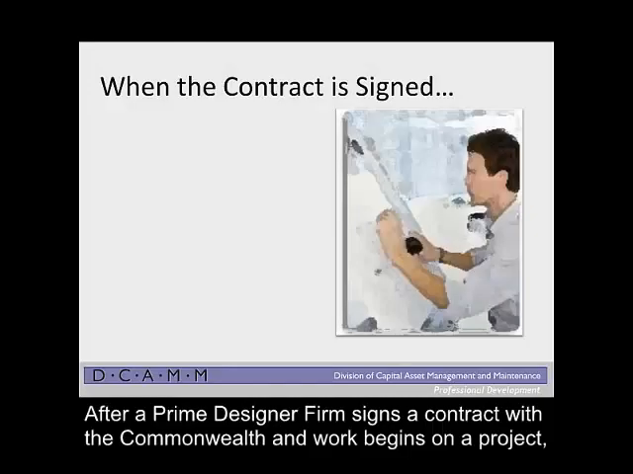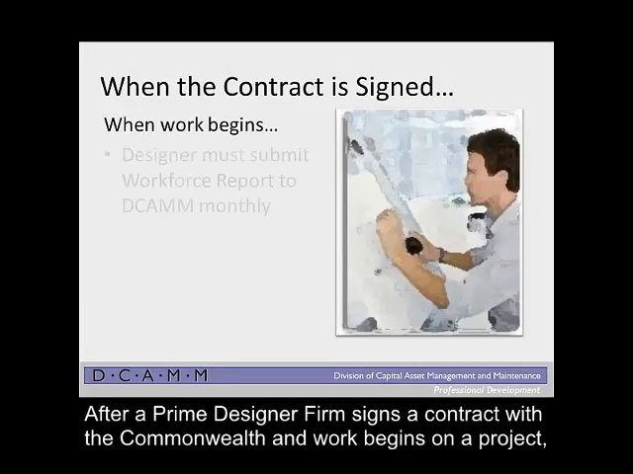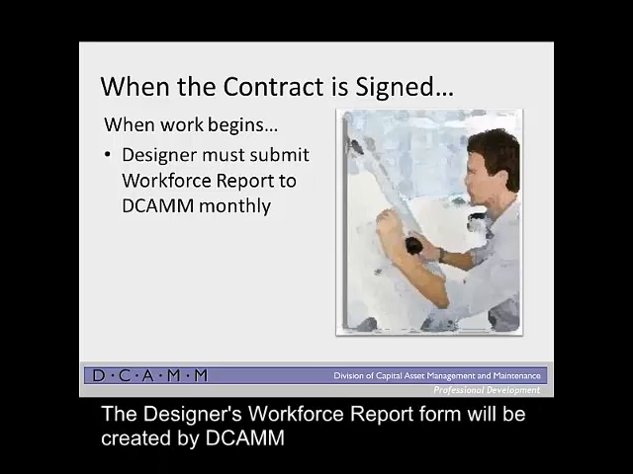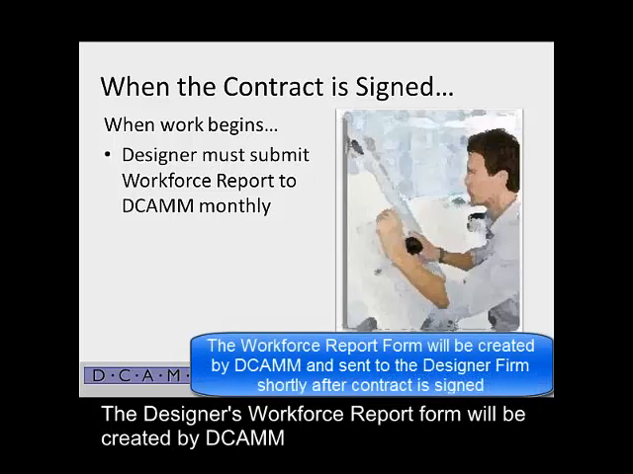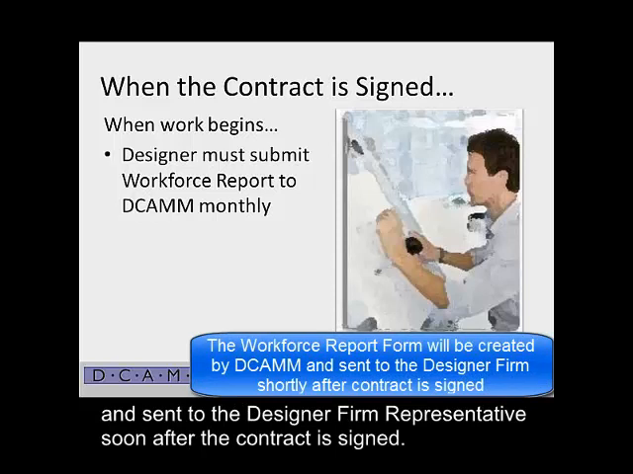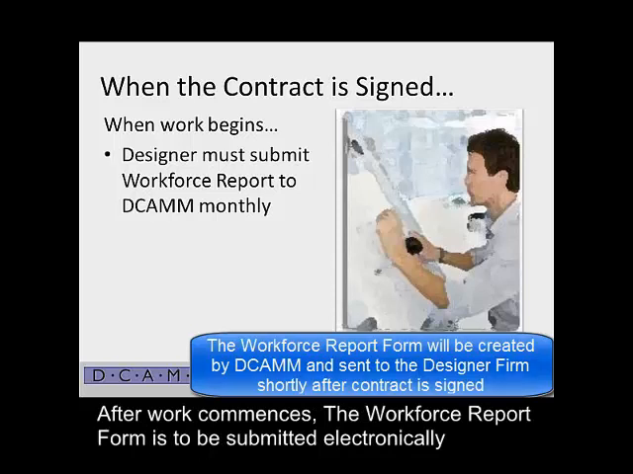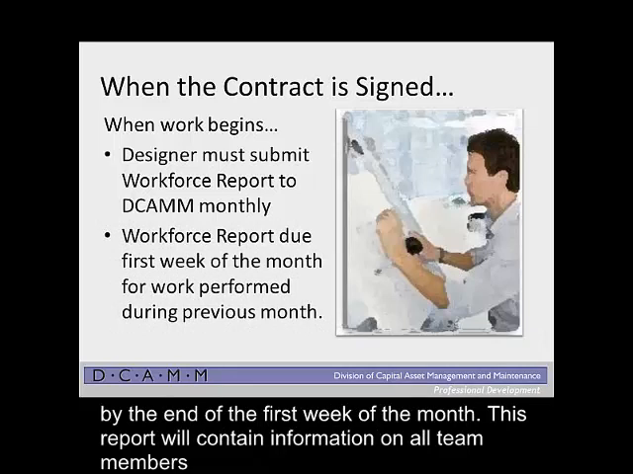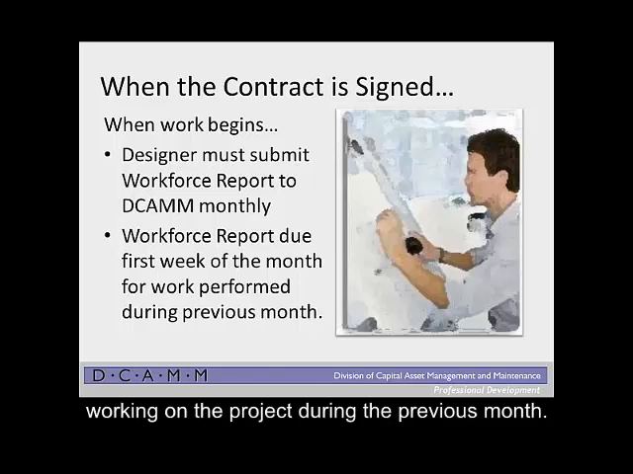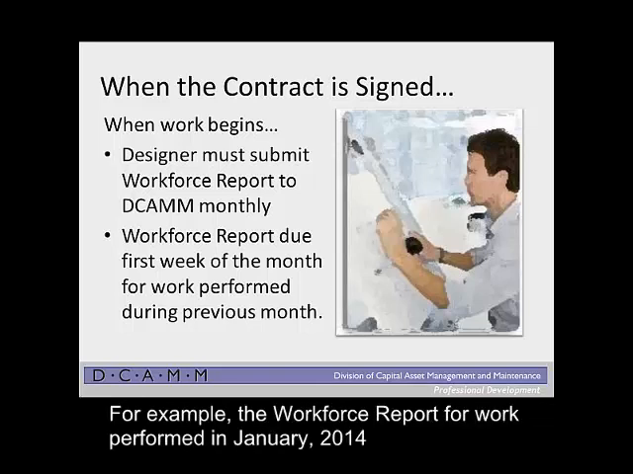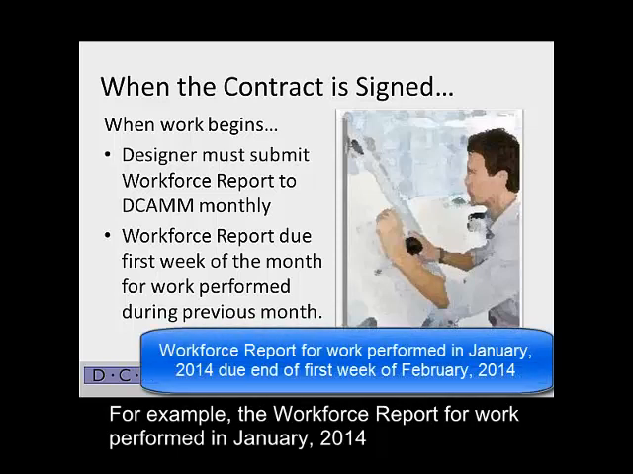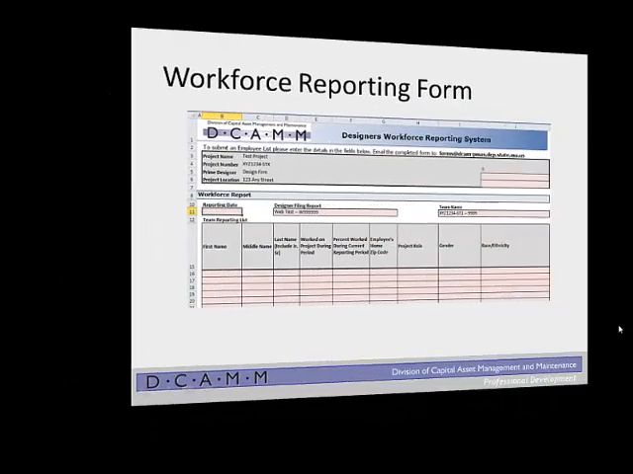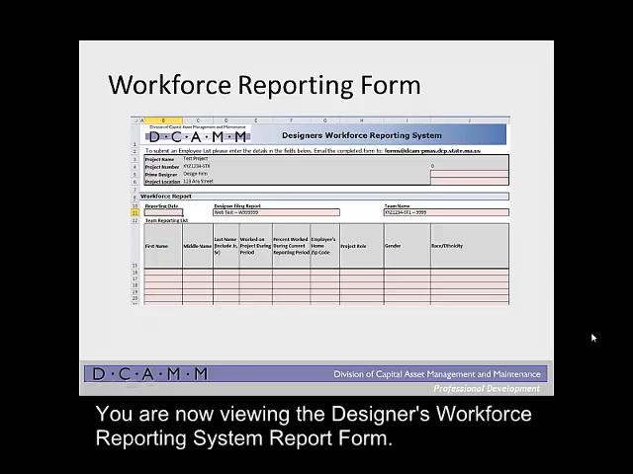After a prime designer firm signs a contract with the Commonwealth and work begins on a project, the designer is required to submit to DCAMM on a monthly basis the designer's workforce report. The designer's workforce report form will be created by DCAMM and sent to the designer firm representative soon after the contract is signed. After work commences, the workforce report form is to be submitted electronically by the end of the first week of the month. This report will contain information on all team members working on the project during the previous month. For example, the workforce report for work performed in January 2014 must be submitted by the end of the first week of February 2014.